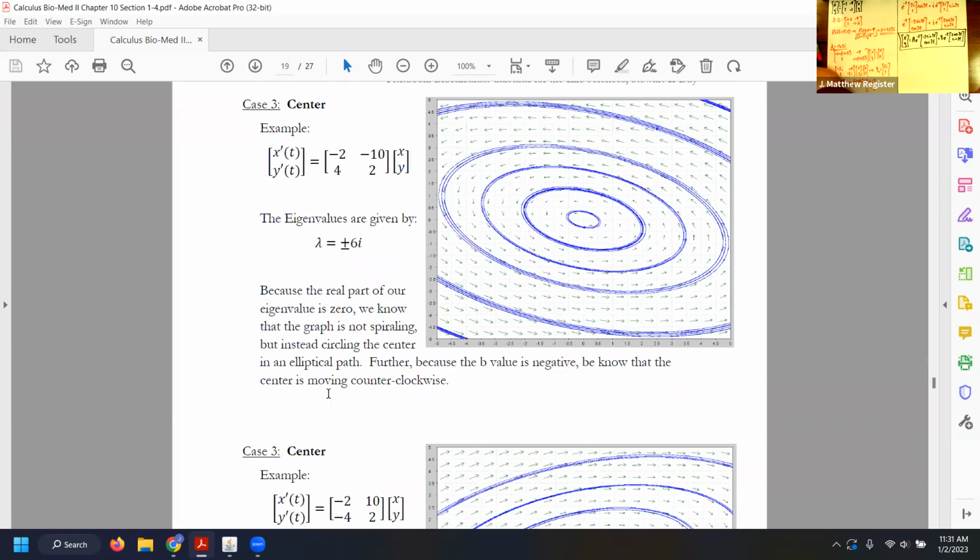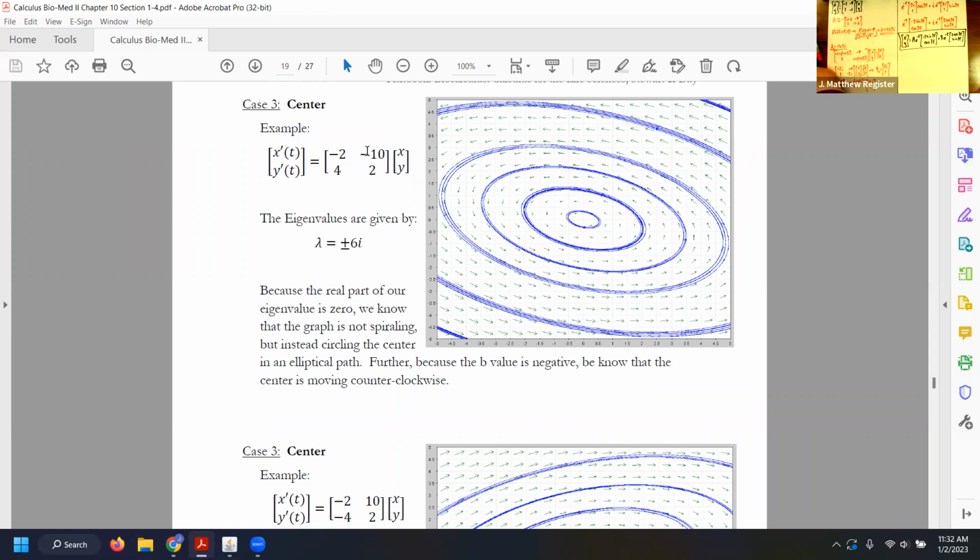Case 3 is a center. This one is not spiraling inward or outward. Instead, we're going to be getting concentric ellipses. In this case, the real part is 0. If the real part is 0, we are not spiraling, just circling around the origin in an elliptical motion.